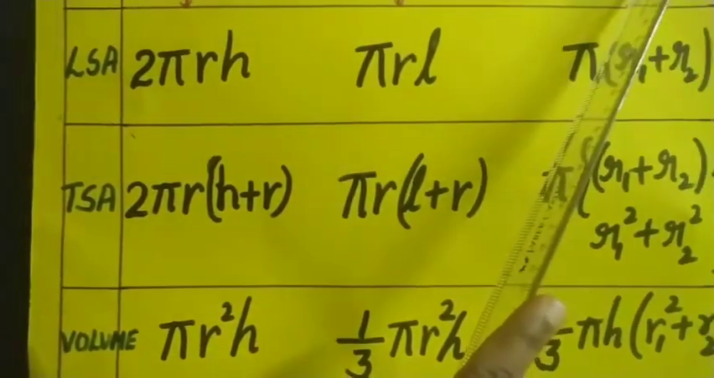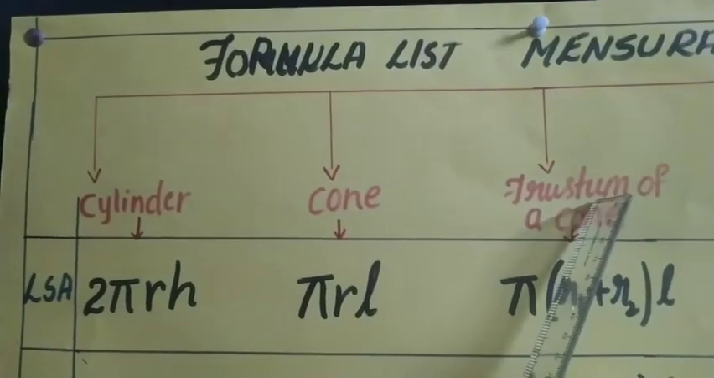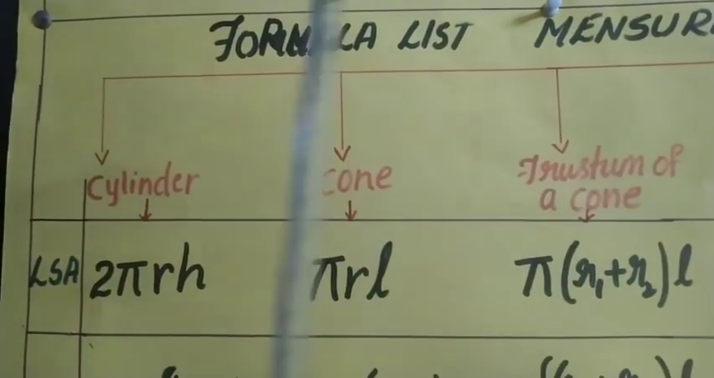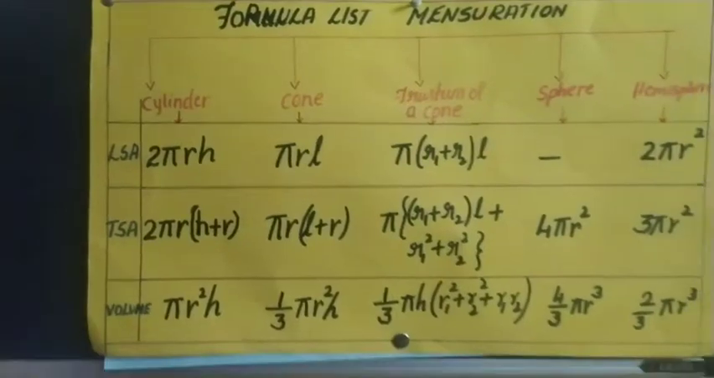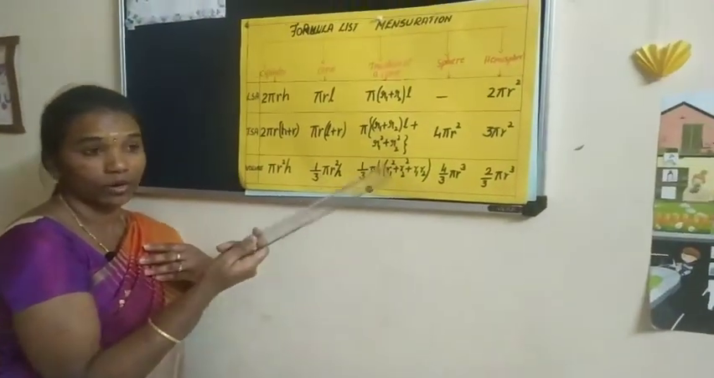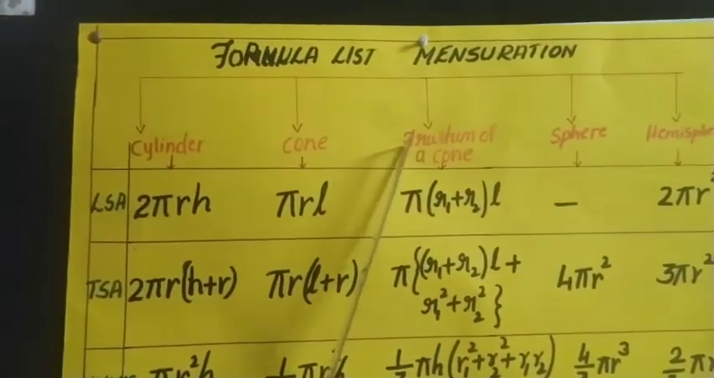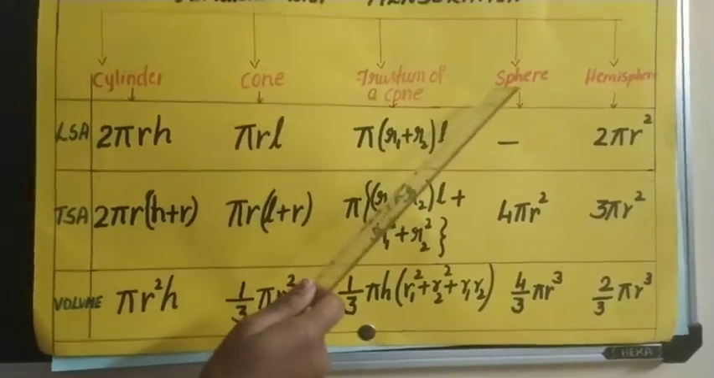Okay, coming to the frustum of a cone. You know this frustum shape. It is a solid shape, of course. The conical shape whose top part is cut. Examples are a tumbler or a stool. So these are examples of the frustum of a cone. All these are solid shapes because they occupy space, and these are three-dimensional shapes.